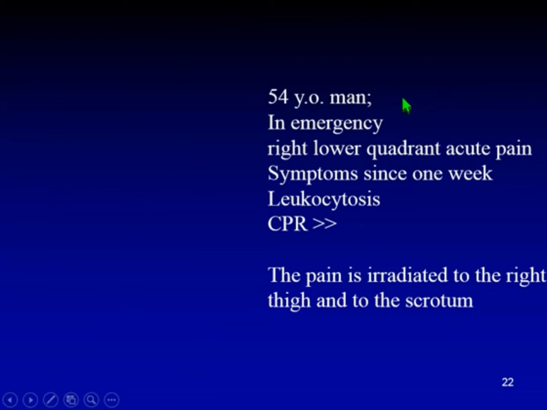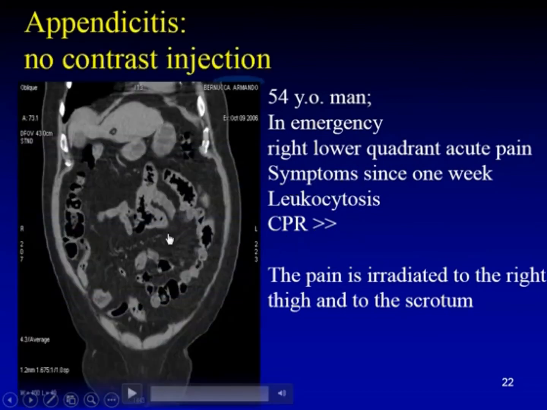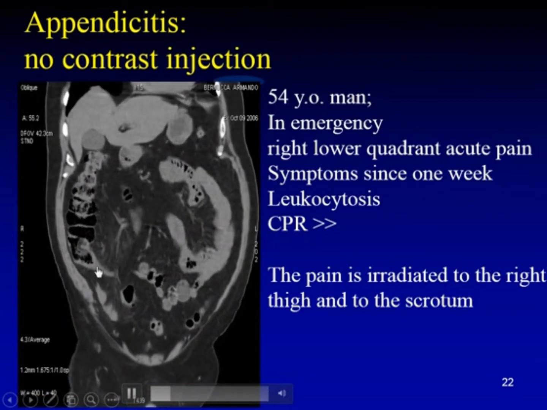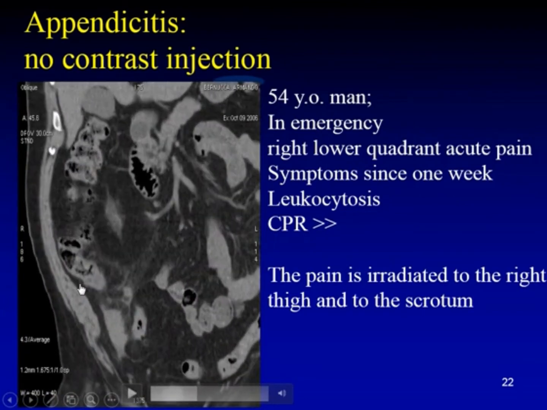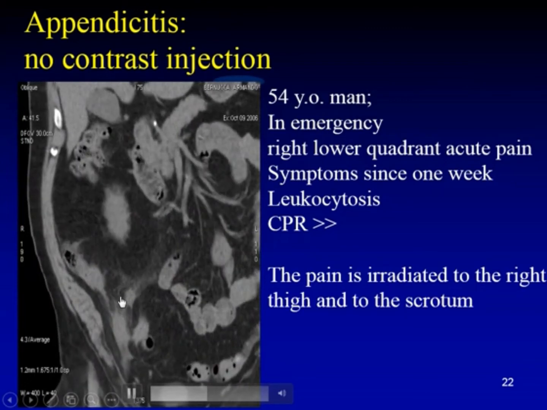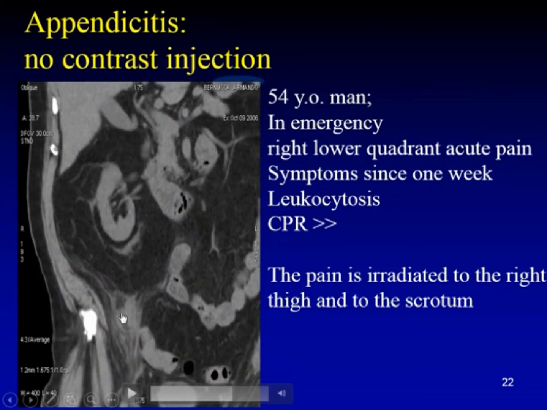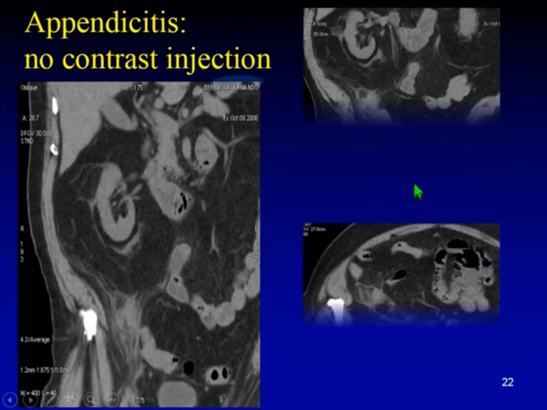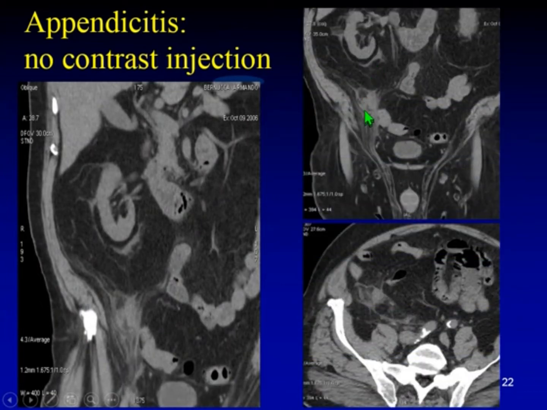First clinical case. This is a 54-year-old man in emergency, with right lower quadrant pain and acute signs. You may detect in this not enhanced CT the fatty changes around the cecum. This is the small abscess around the appendix, which involves some small bowel loops. In the coronal, we understand that the pain is irradiated to the right thigh just because the fat involved in this inflamed situation is involved in this right inguinoscrotal hernia, from this abscess from the appendix.